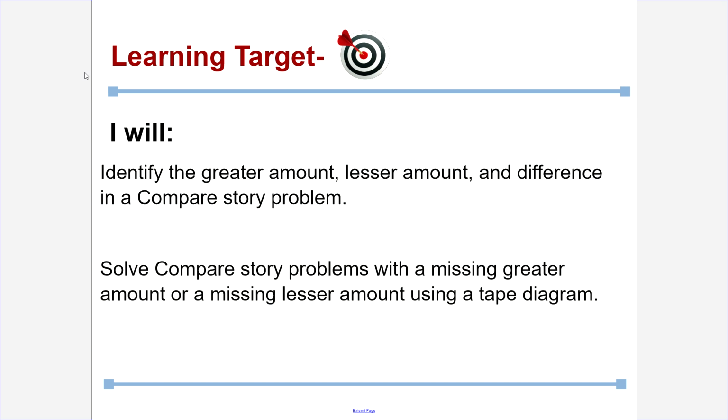Good morning, third grade. Our targets for today are: I can identify the greater amount, lesser amount, and difference in a compare story problem, and I can solve compare story problems with a missing greater amount or a missing lesser amount using a tape diagram.